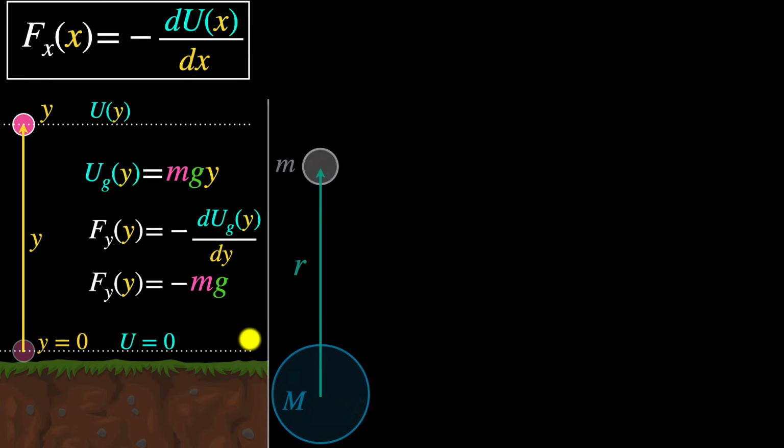All right, let's take the next system that we are familiar with, where you have two masses gravitationally interacting, but they're very far apart.